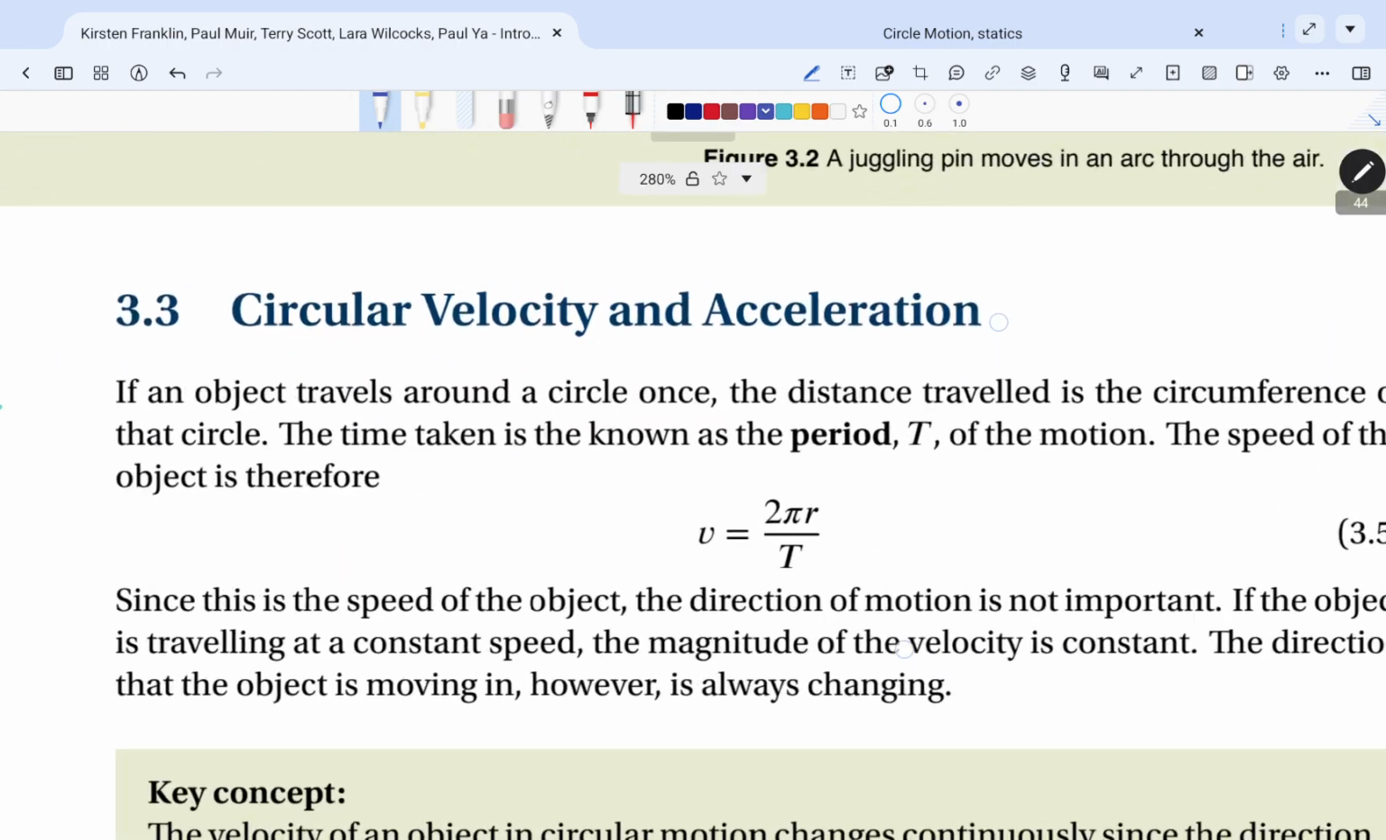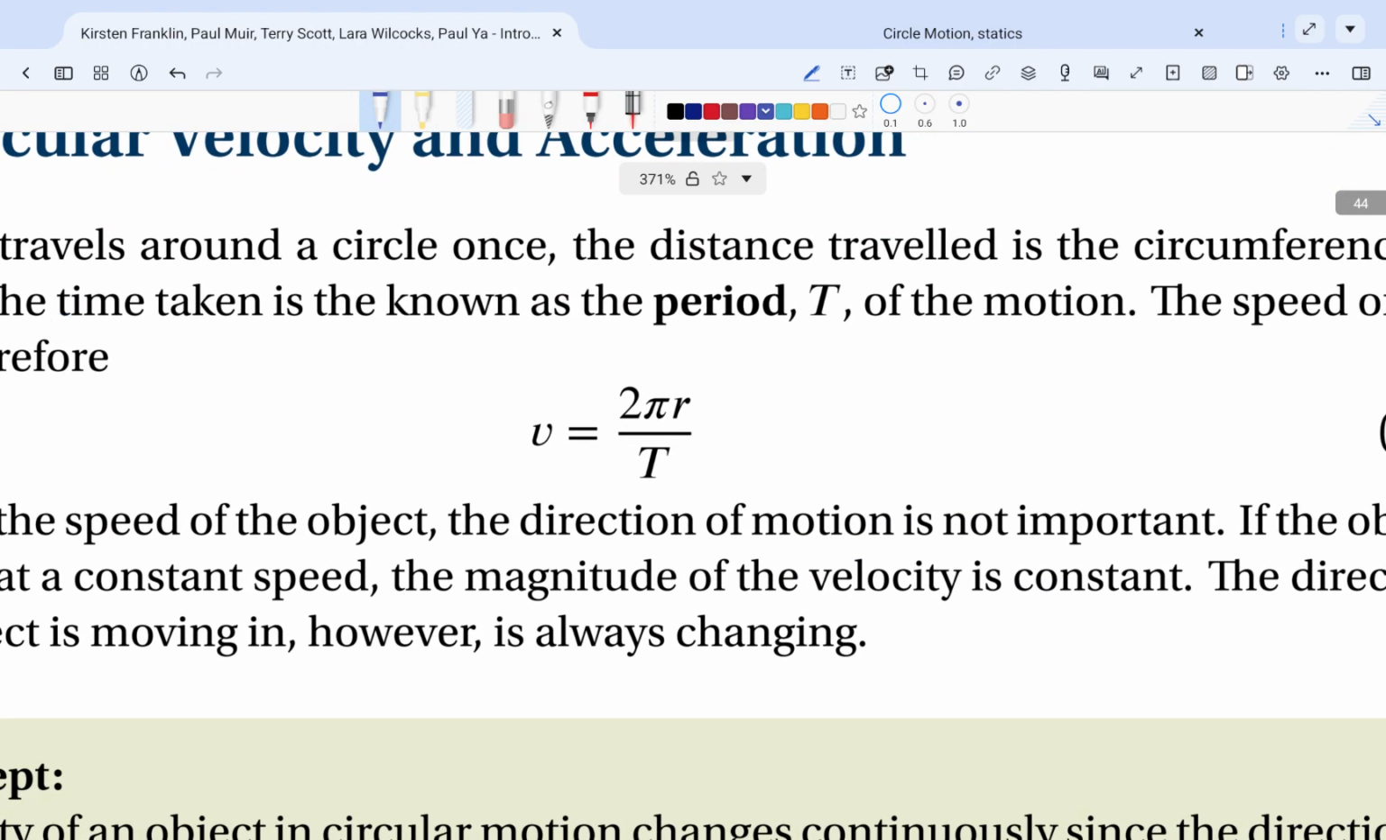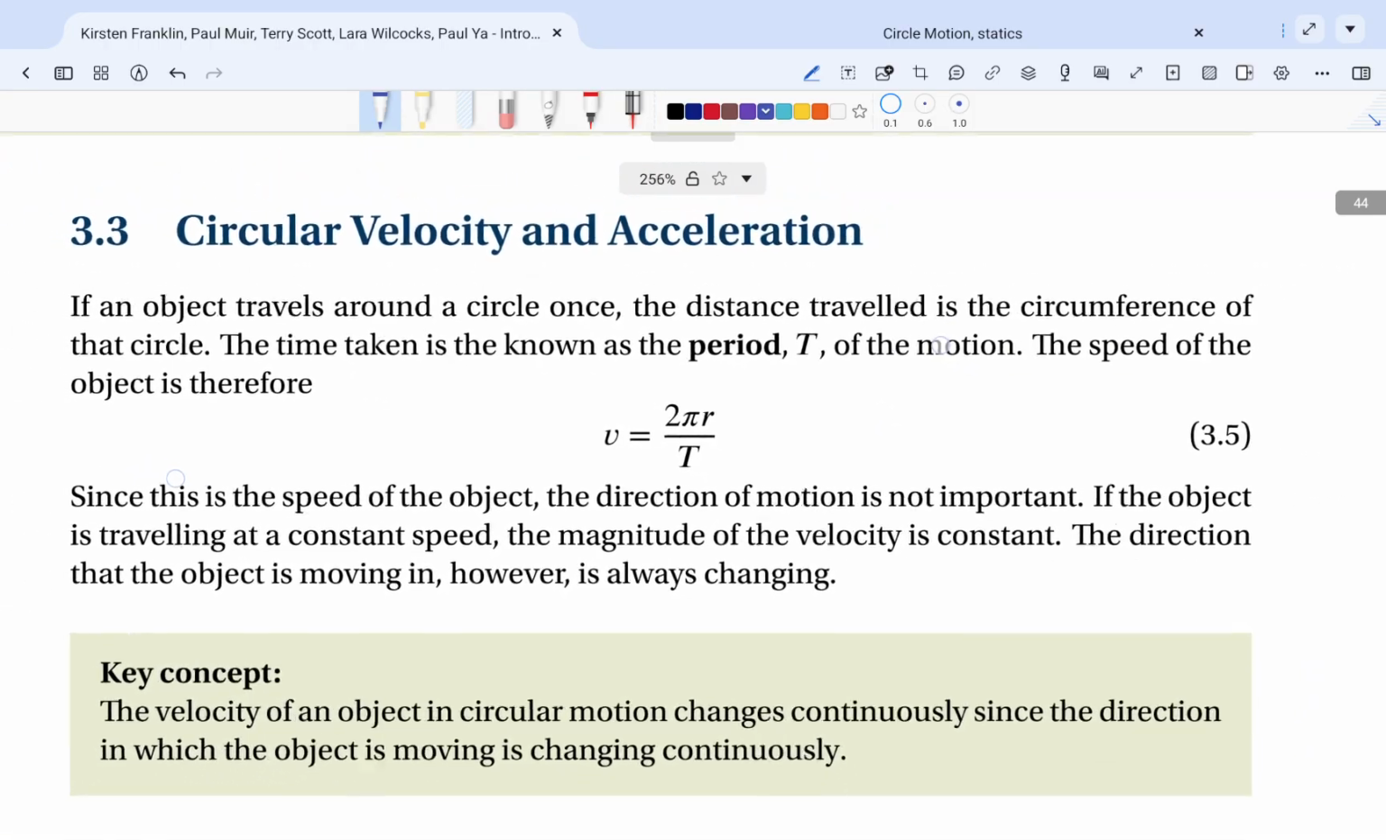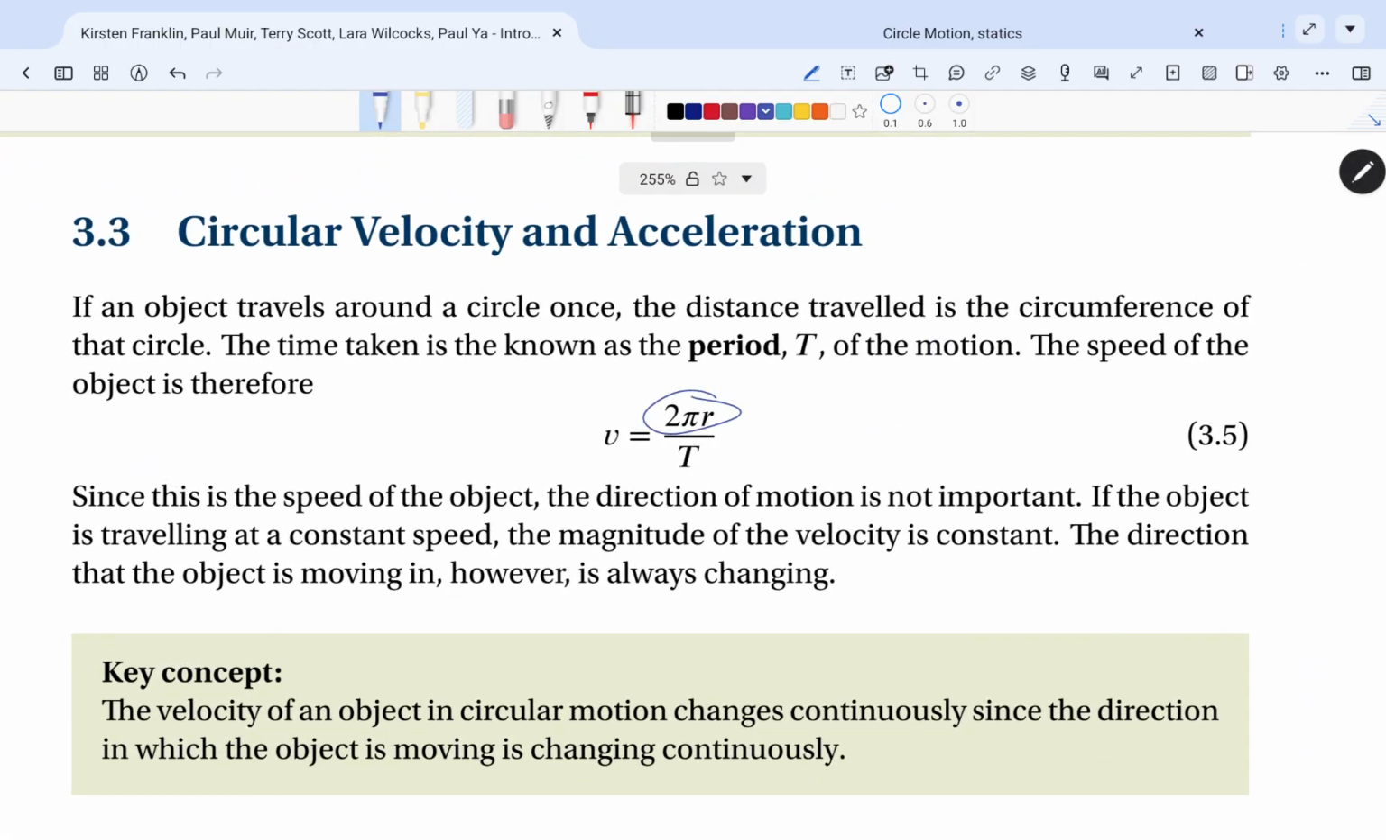Circular velocity and acceleration. What does this formula mean? What's 2 pi r? You should know this. 2 pi r is the circumference around a circle. And t, what's t? Well, they tell us the time taken. If an object travels around a circle once, the distance traveled is the circumference of the circle. The time taken is known as the period t of the motion.